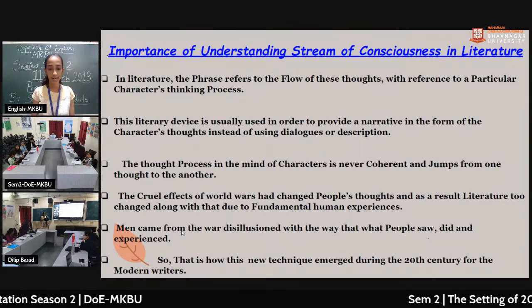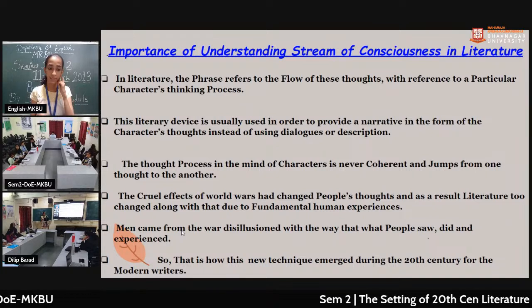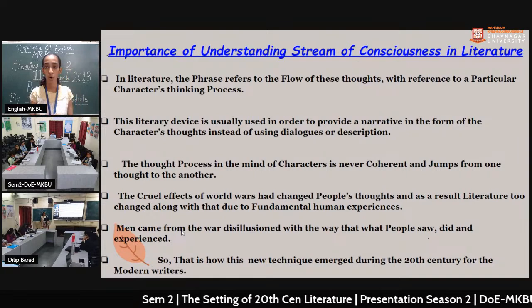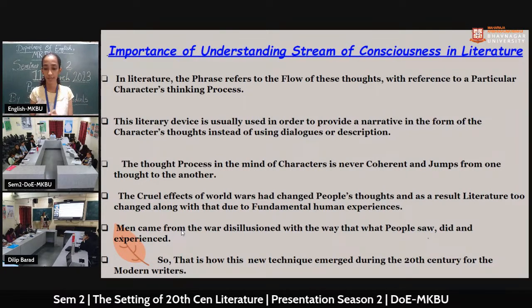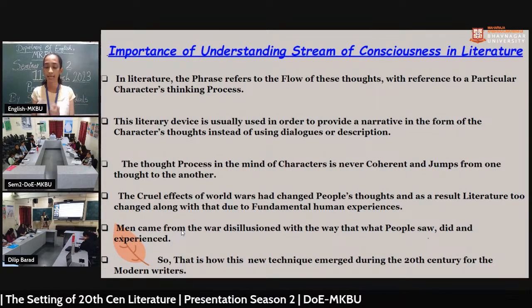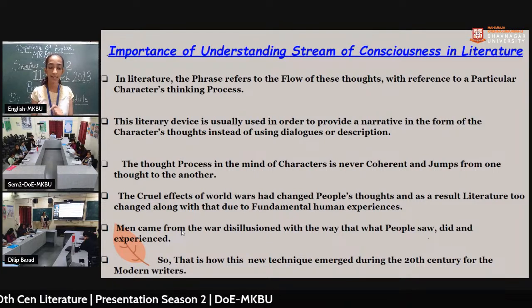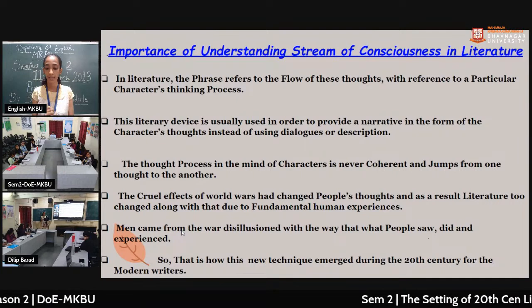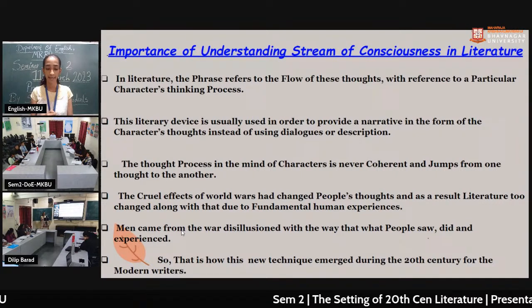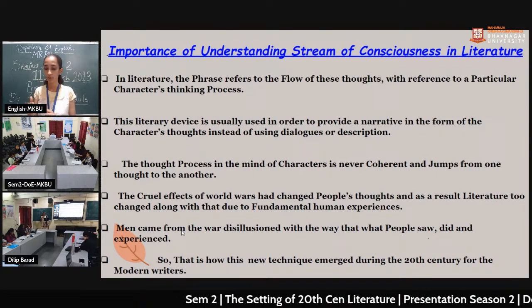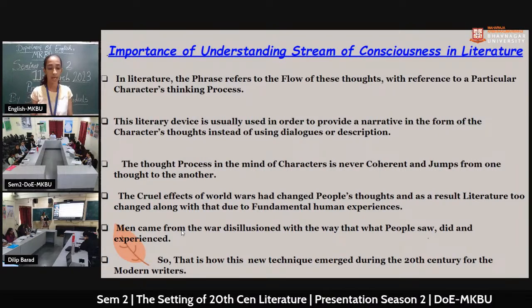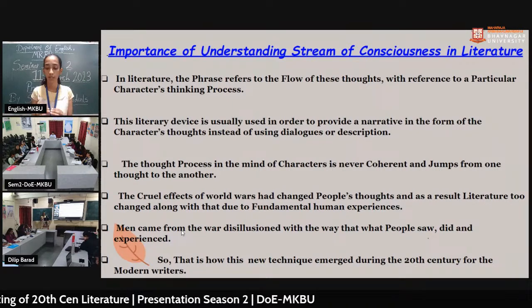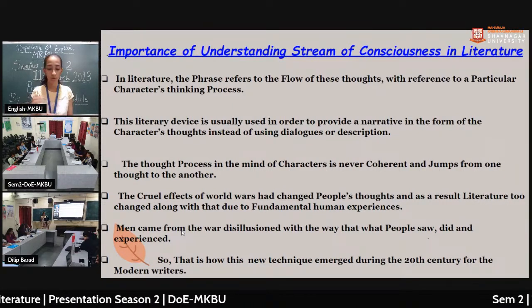Importance of understanding stream of consciousness in literature. In literature, the phrase refers to the flow of thoughts with reference to a particular character's thinking process. This literary device is usually used to provide a narrative in the form of the character's thoughts instead of using dialogues or descriptions. The thought process in the mind of a character is never coherent and jumps from one thought to another.